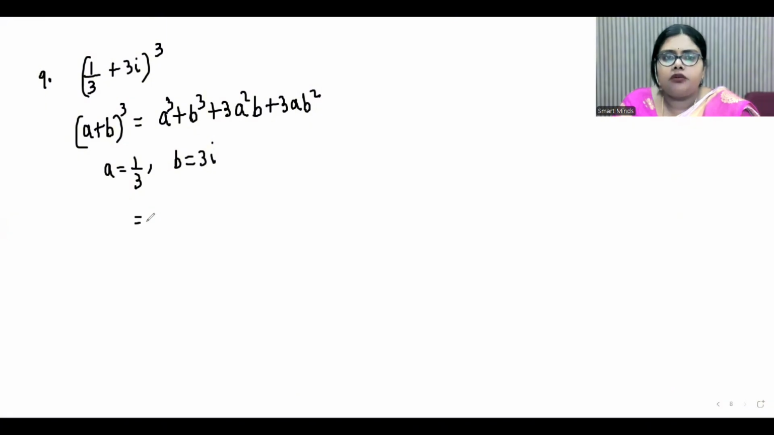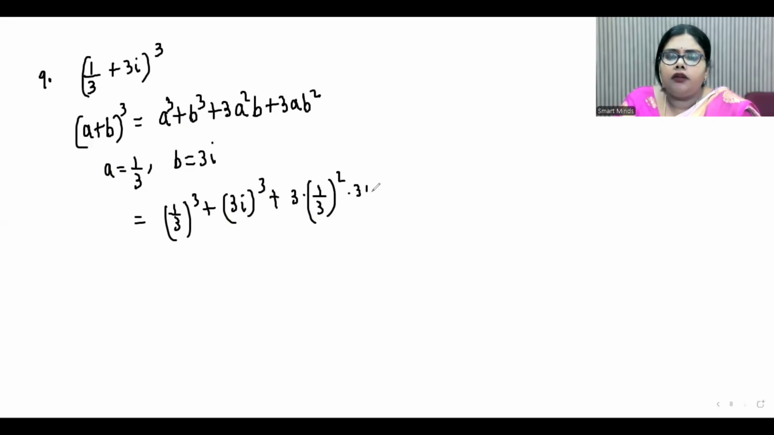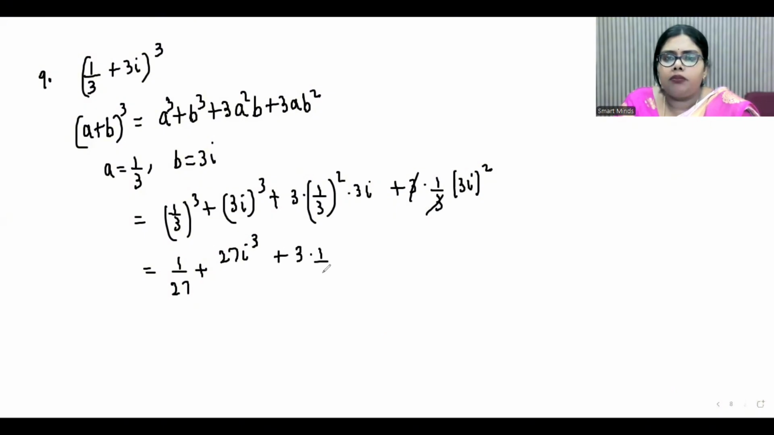So let us substitute. That is 1 by 3 whole cube plus 3i whole cube plus 3 into 1 by 3 whole square into 3i plus 3 into 1 by 3 into 3i whole square. Here 3 and 3 get cancelled. So that is 1 by 3 cube is 27, plus 3 cube is 27i cube, plus 3 into 1 by 9 into 3i. So 3 into 3 is 9, 9 and 9 get cancelled, plus 9i square.